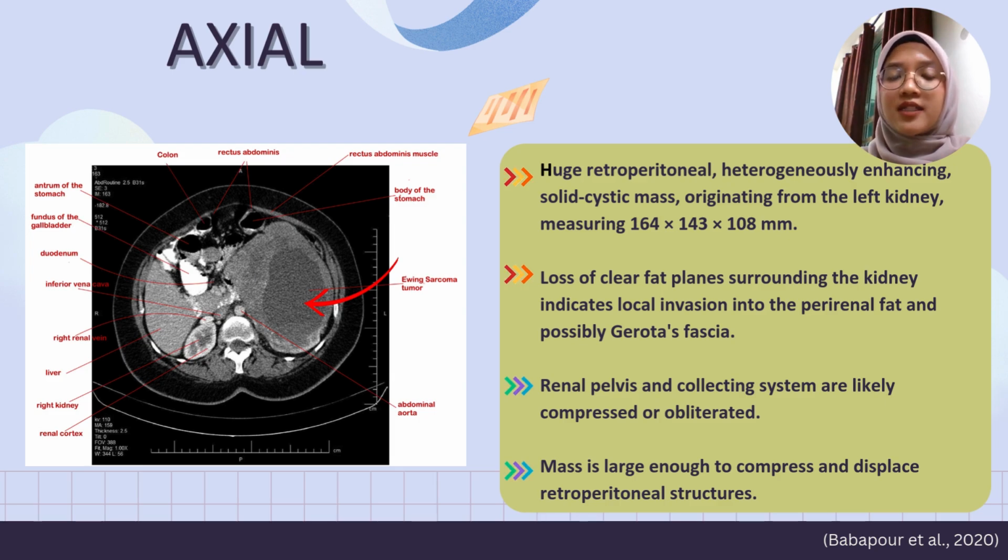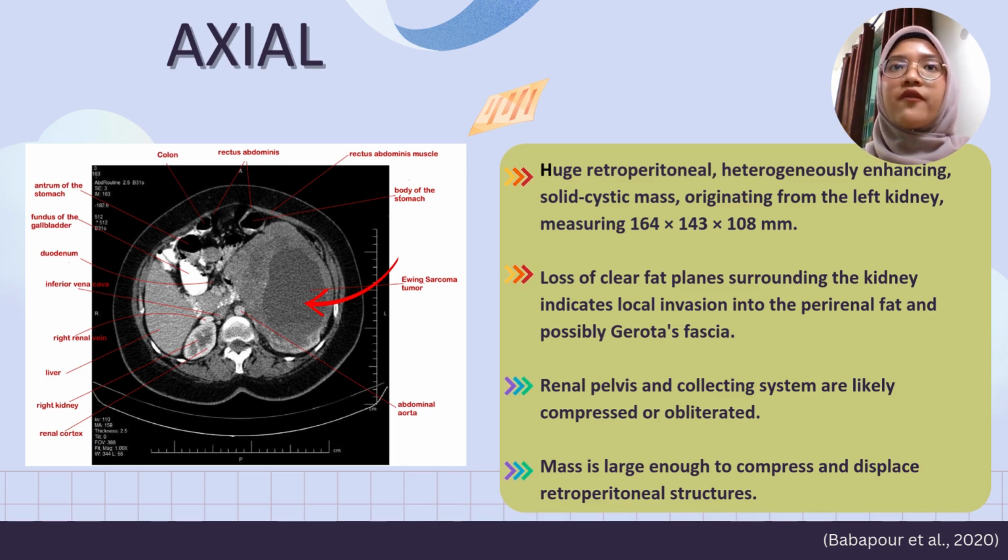Assalamualaikum, I'm Alia Maisara. So now let's dive into how renal Ewing sarcoma looks on CT images. Firstly, this is an axial CT image which shows a massive solid cystic mass measuring 164 by 143 by 108 mm originating from the left kidney with heterogeneous enhancement as indicated by the red arrow.